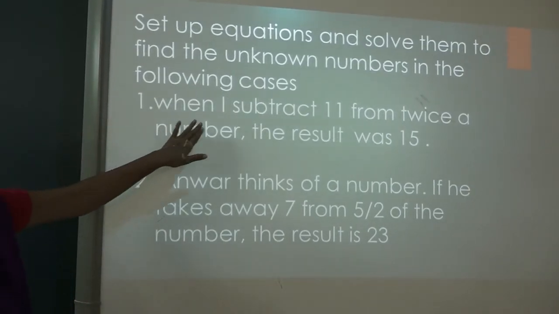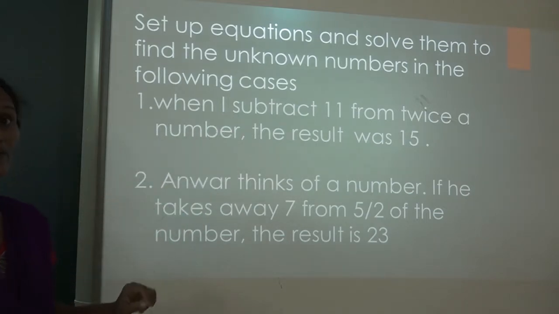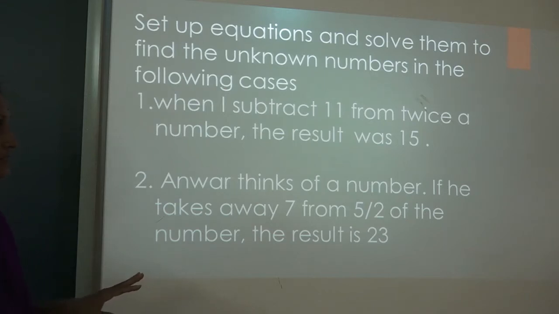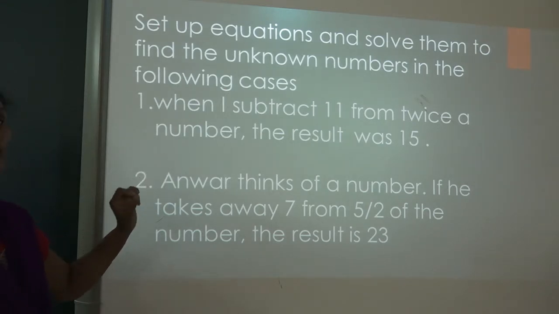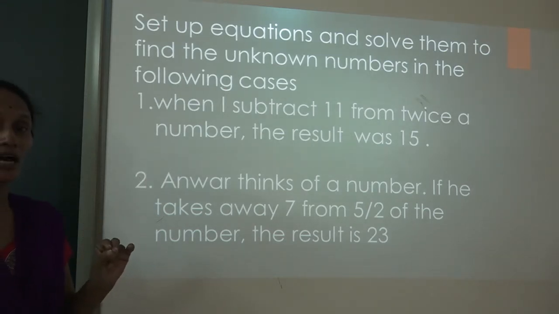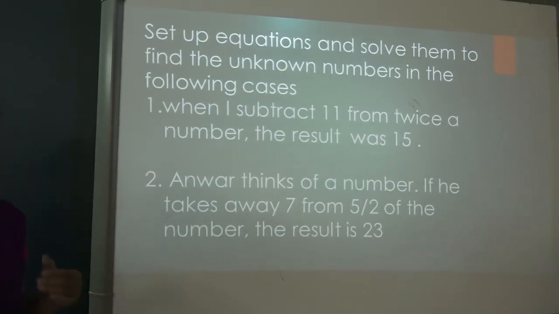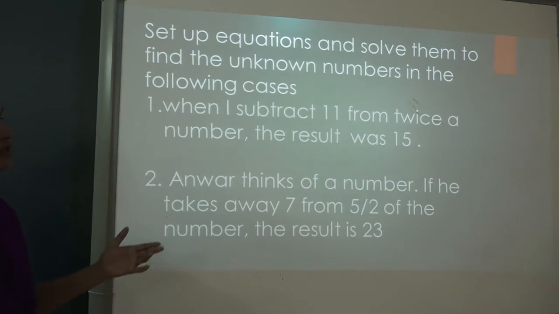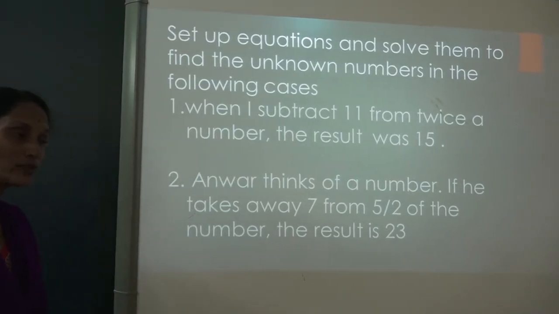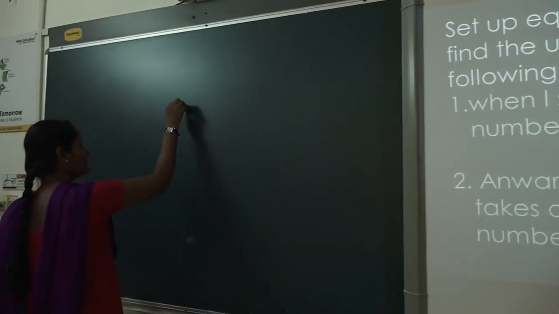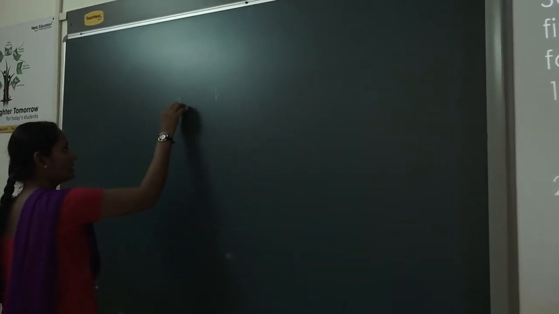Question number 1. When I subtract 11 from, meaning 11 will come after that, what is the condition given? Twice a number, twice means 2 times. These words I have given you in my previous video. A number means a number which we don't know. The result was 15. So let's solve that question.